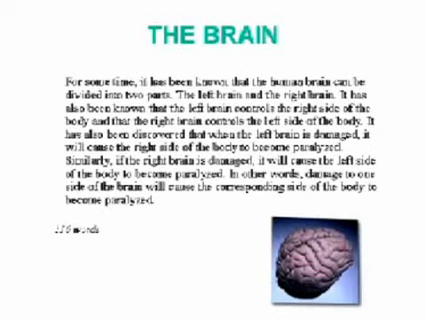It forms sentences. It has also been known that the left brain controls the right side of the body and that the right brain controls the left side of the body. It has also been discovered that when the left brain is damaged, it will cause the right side of the body to become paralyzed. Similarly, if the right brain is damaged, it will cause the left side of the body to become paralyzed. In other words, damage to one side of the brain will cause the corresponding side of the body to become paralyzed.